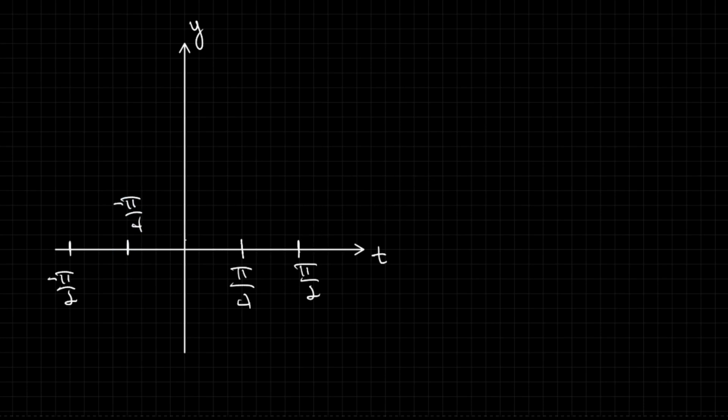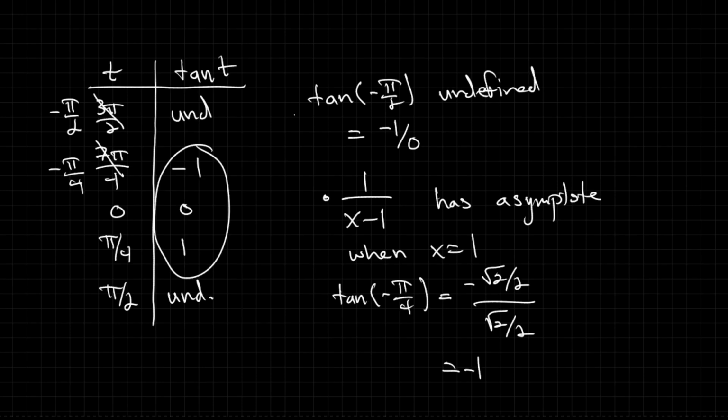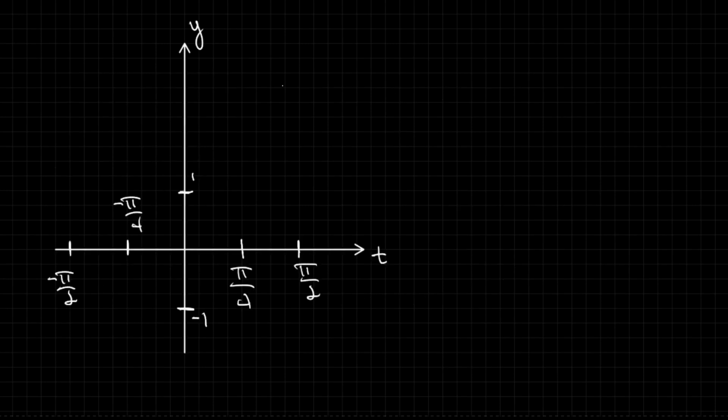And then for my y scaling, I'm going to make this positive 1, and thus that would make this negative 1. So we can fill in those three y values at minus pi over 4, 0, and pi over 4. So at minus pi over 4, the y value is negative 1. At pi over 4, the value is positive 1, and at 0, it's 0.